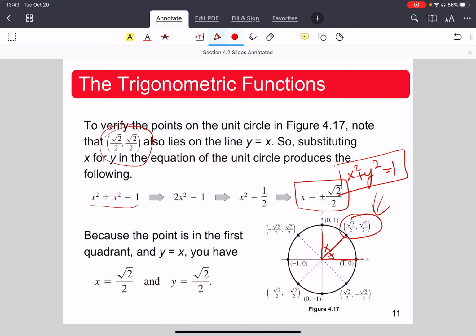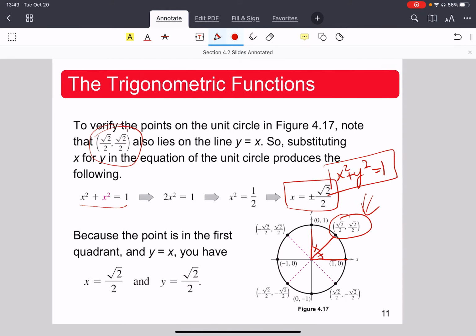We could also use this idea of a right triangle, which is something I'm going to do in the next video. But we could also form a triangle on this unit circle and compute what x and y are.